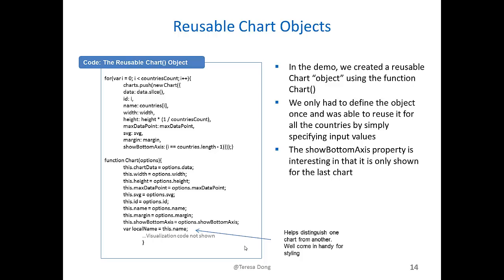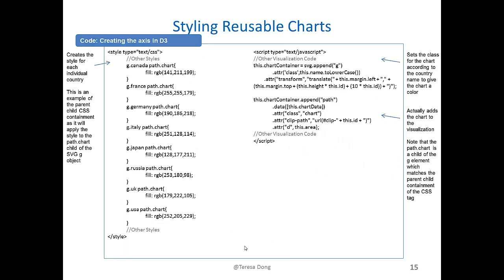For each country inputted, we create an instance of the chart object with the arguments being passed in from the data. If you remember from the previous slide, the name property helped distinguish one chart from another.